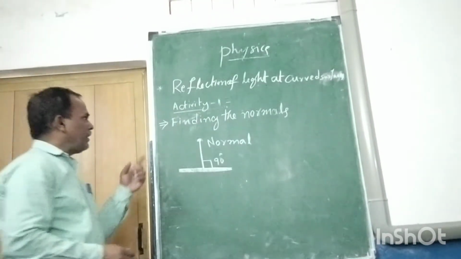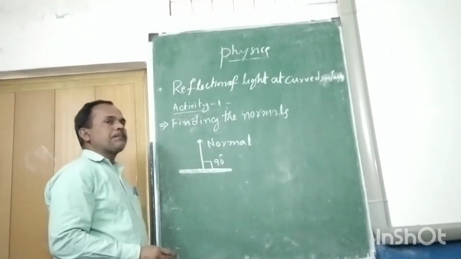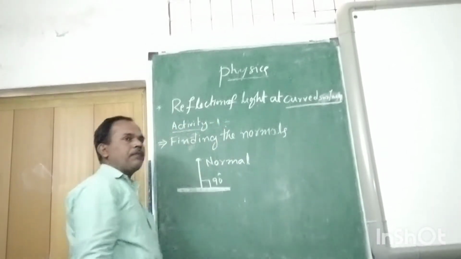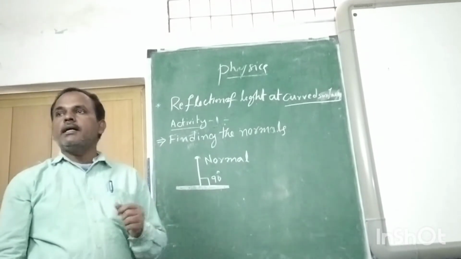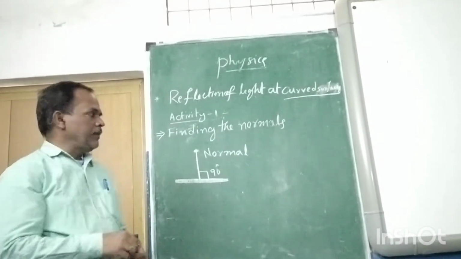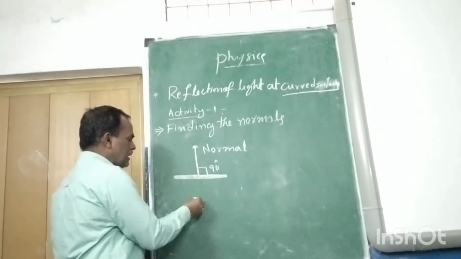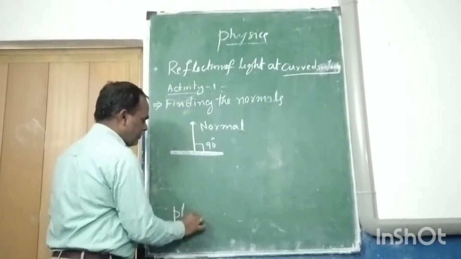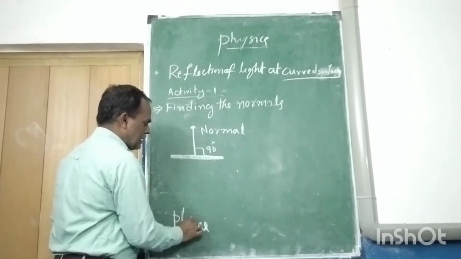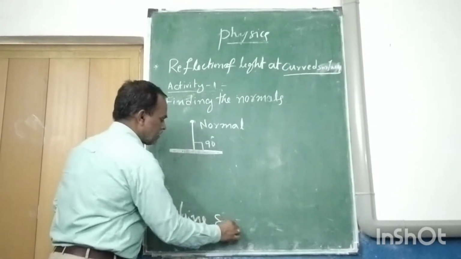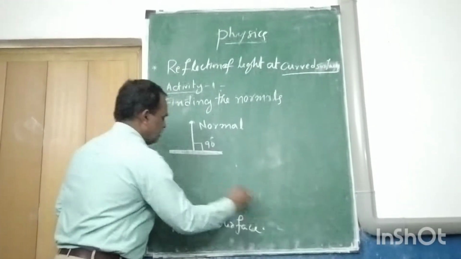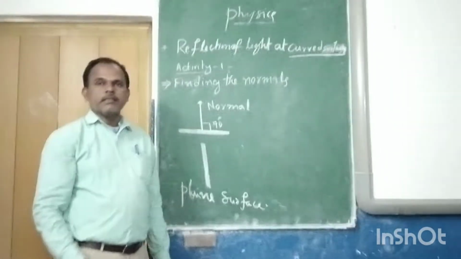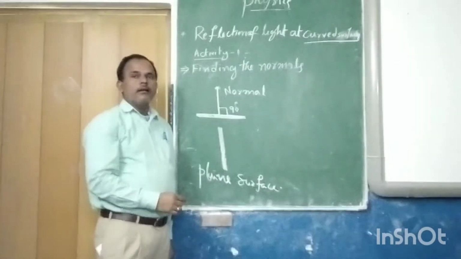Now, we are going to show you how we can identify the normal axis for curved surfaces, such as the spherical curved surface. First, in a plane surface, how can we find the normal axis? We already know what the meaning is.